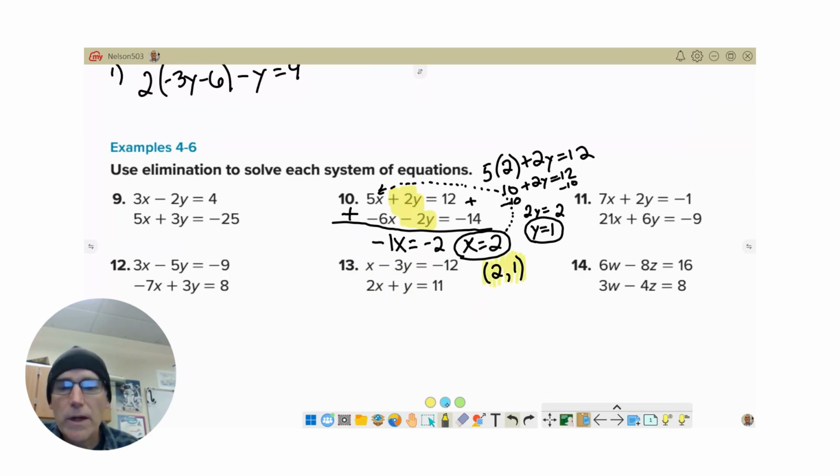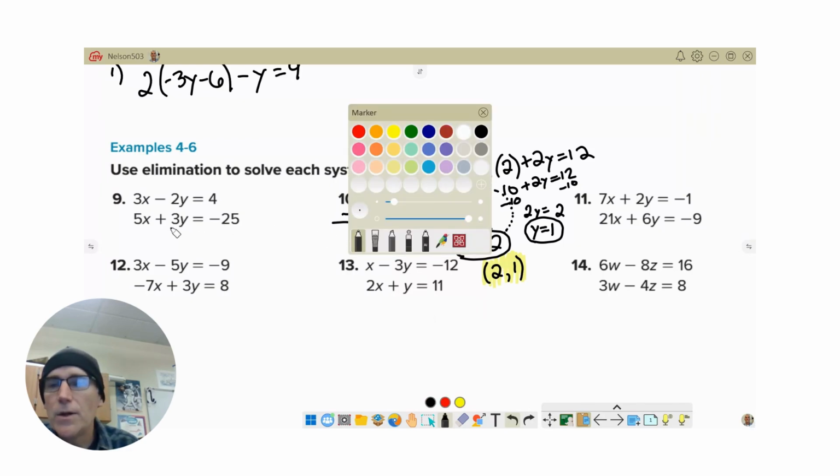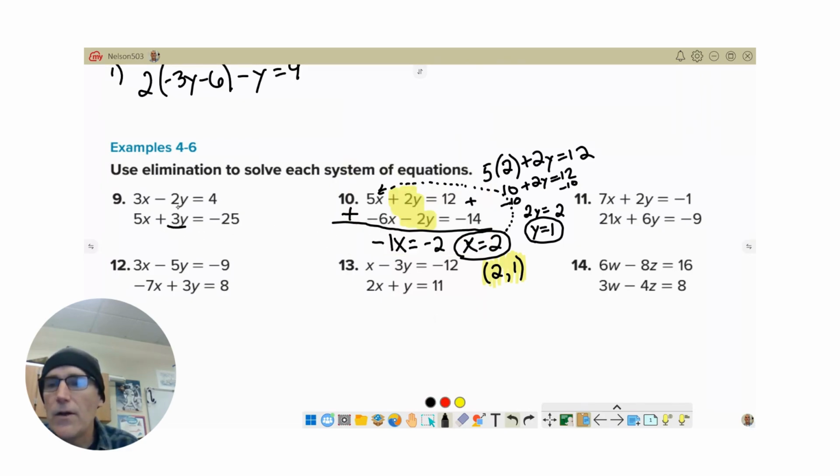Now, what do you do about ones where the variables, like right now, that's a negative 2 and that's a positive 3? If we added these two together, you get a positive 1y. If you add these two together, you get an 8x. So they're not going to go to 0 like this one did.